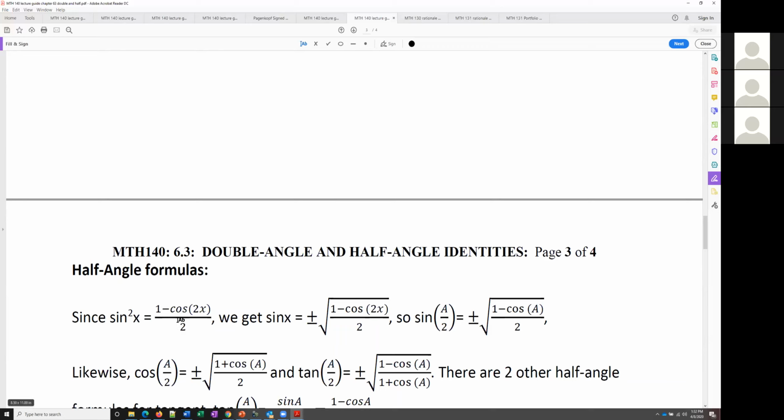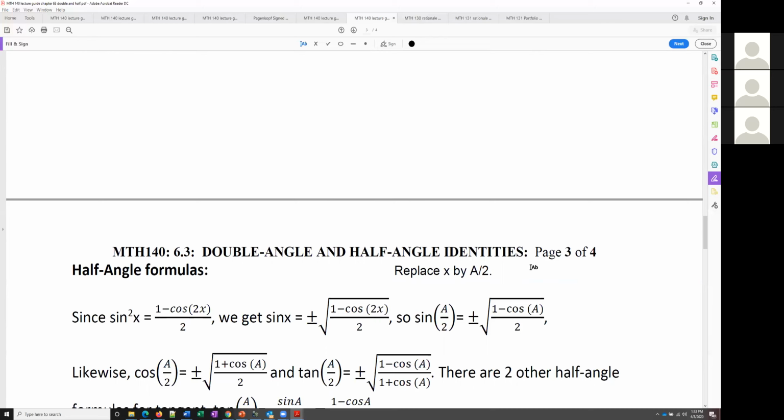And so I'm going to take the square root of both sides. And that gives me sine x is equal to plus or minus the square root of 1 minus the cosine of 2x over 2. And then the next thing I'm going to do is I replace x with a over 2. Okay? So the sine of a over 2 is just plus or minus the square root of 1 minus the cosine of a over 2.